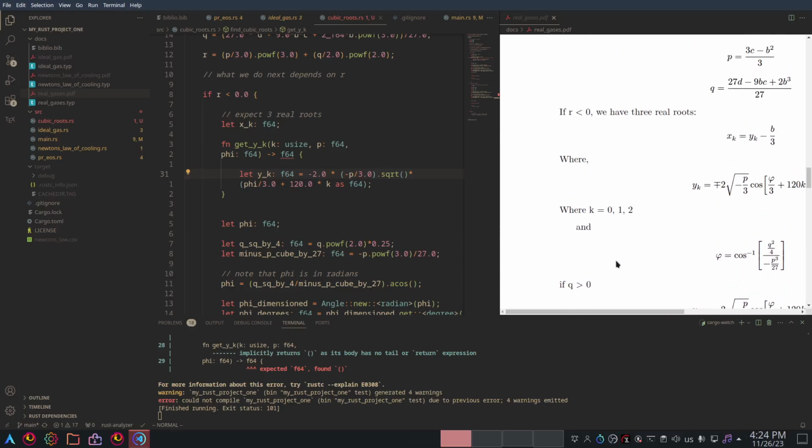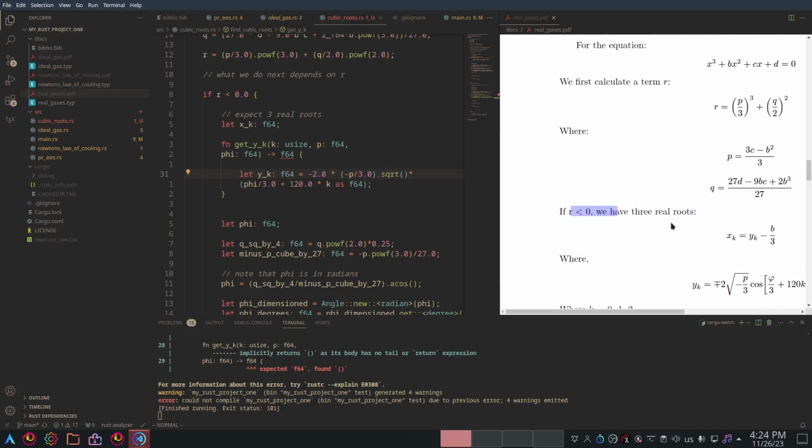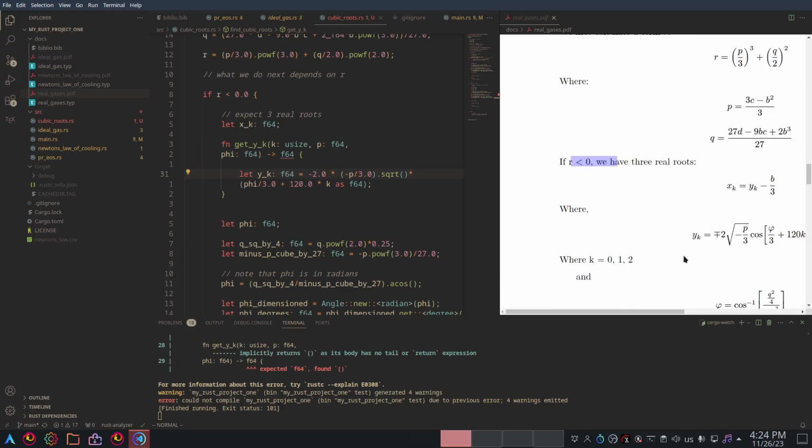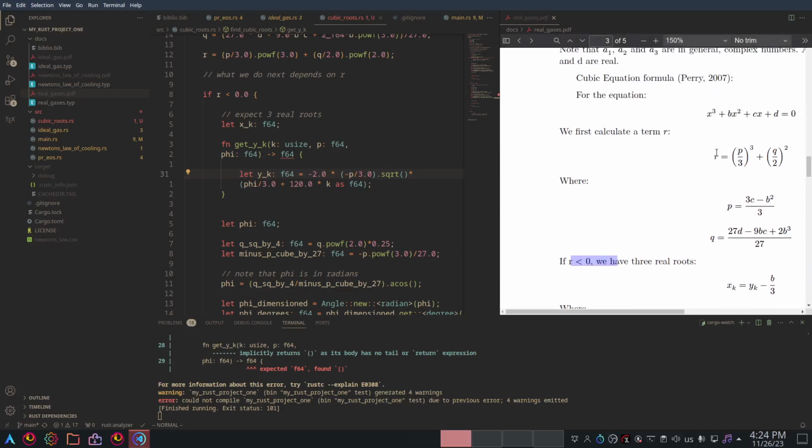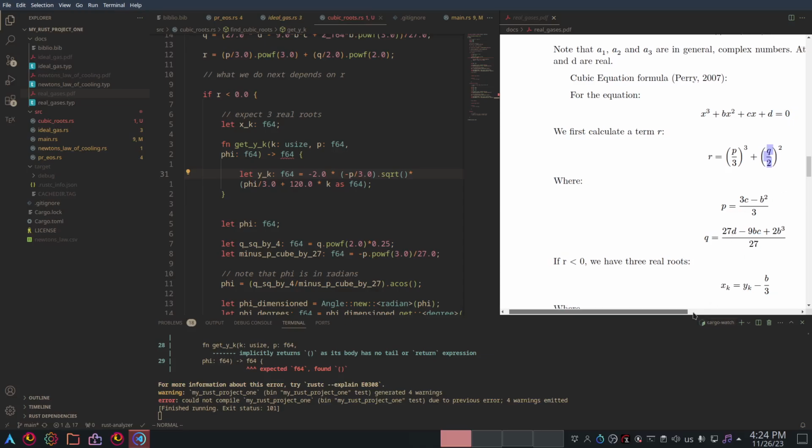And since we have 3 real roots, where r is less than 0, we should expect p to be negative. Okay, so you see, if r is less than 0, what happens? We have a positive number here because q is a real number. Whether it's positive or negative, its square will be more than 0.